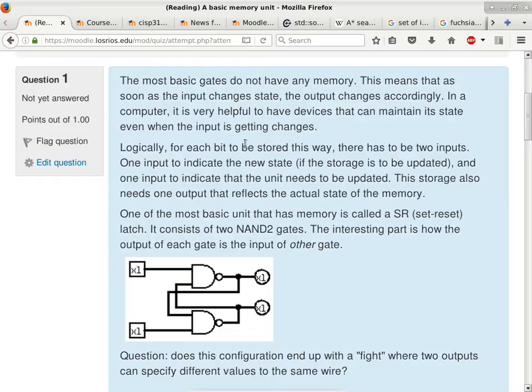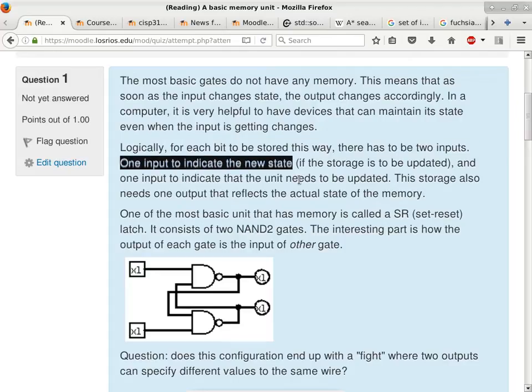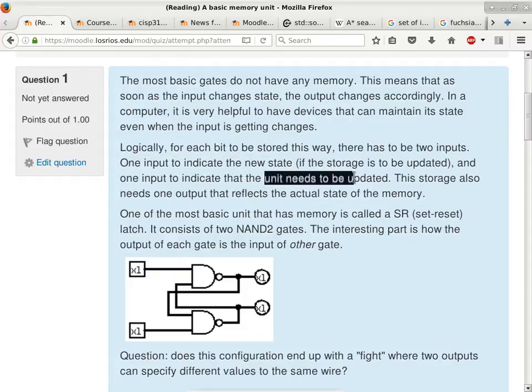So logically, for each bit to be stored this way, which means maintaining the state of something, there has to be two inputs. One input is going to indicate the new state, and the other input pin indicates that the unit needs to be updated. So there are 2 inputs to a memory device, where one says let's change, and the other says how do you want to change? Either that, or you can have a circuit with a set versus a reset.